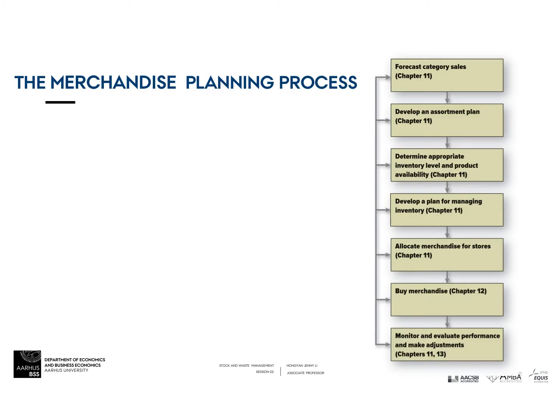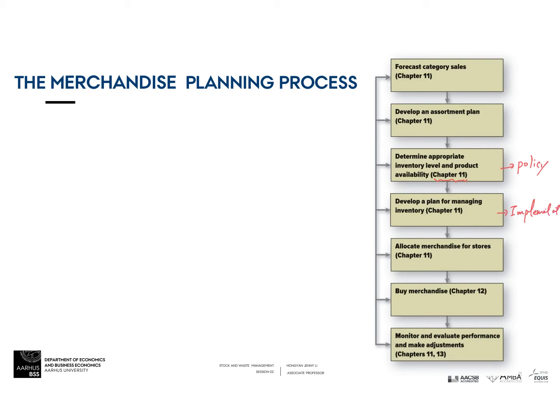This diagram shows the merchandise planning process. Normally the process starts from forecasting the demand, and then developing an assortment plan, and then determining the appropriate inventory level and product availability. This chapter just has a very rough discussion about that. We can see more because it should also be considered with different performance measures. And then develop a plan for managing inventory. And if this is the policy, that's the implementation.